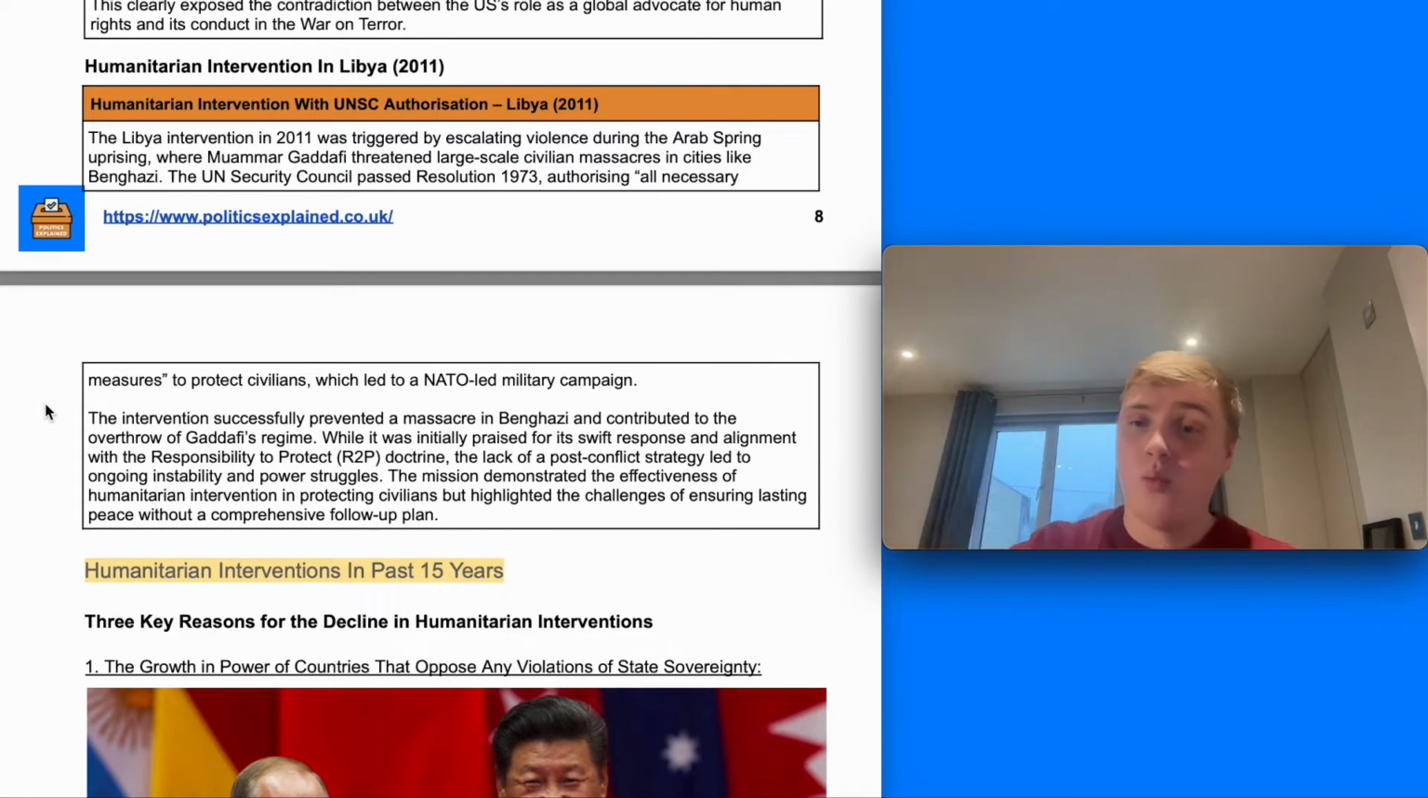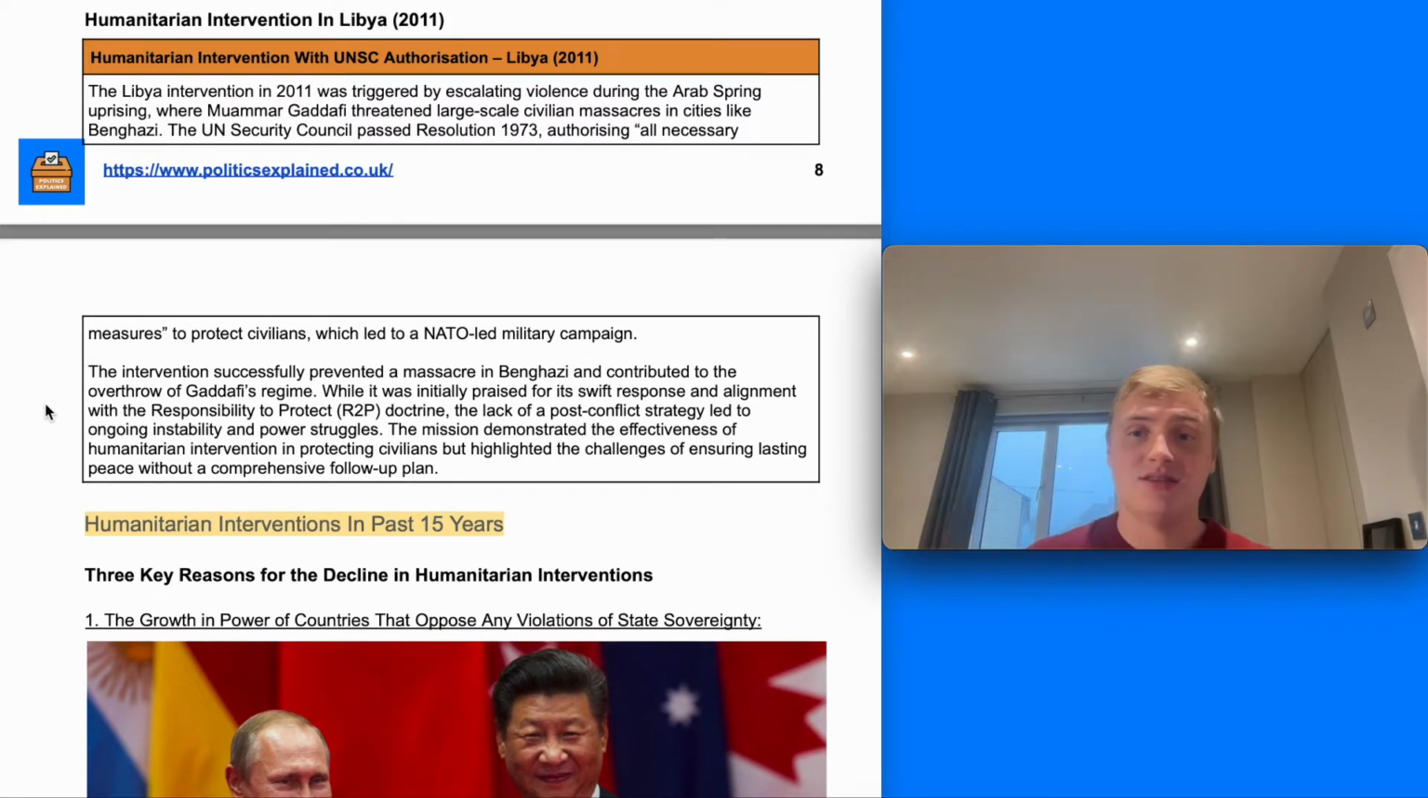Crucially, there was one humanitarian intervention since 2005, and that was in Libya. So I'll just include this one as well. The Libya intervention in 2011 was triggered by escalating violence during the Arab Spring, where Gaddafi threatened large-scale violence and civilian massacres in cities like Benghazi. And it led to UN Security Council Resolution 1973, authorizing all necessary measures to protect civilians.